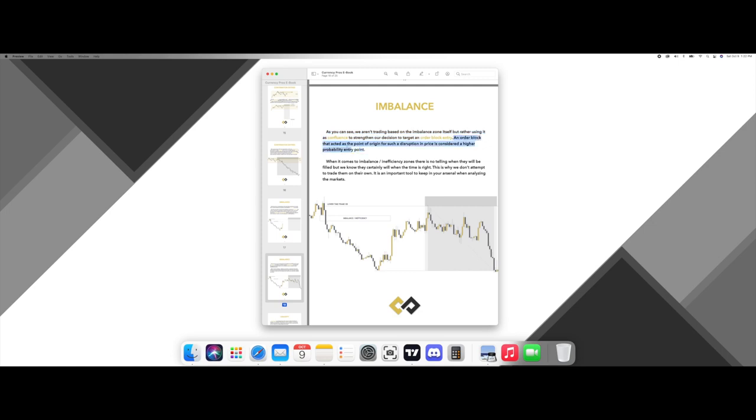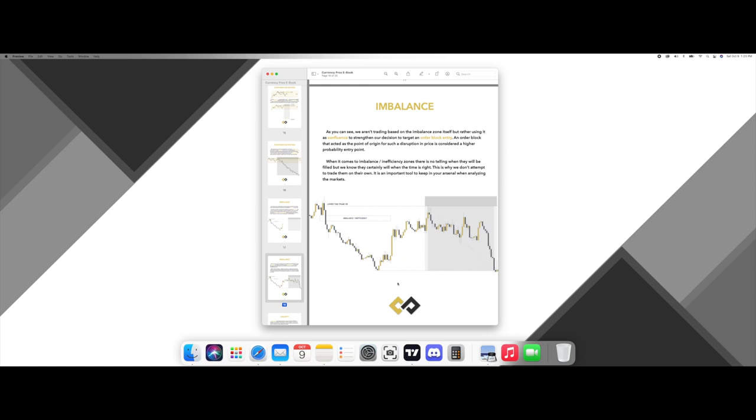An order block that acted as the point of origin for such a disruption in price is considered a higher probability entry point. Okay, now let me quickly cover that. So there's order blocks all over the place, right? This is where a lot of people get confused with order block strategies or refined supply and demand because they see them all over the place and many of them are valid, right?